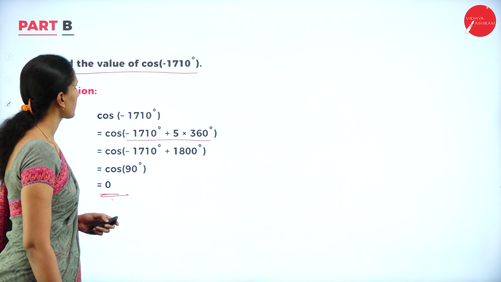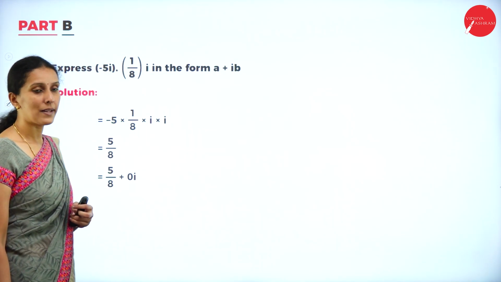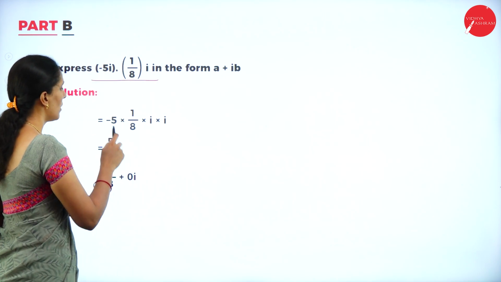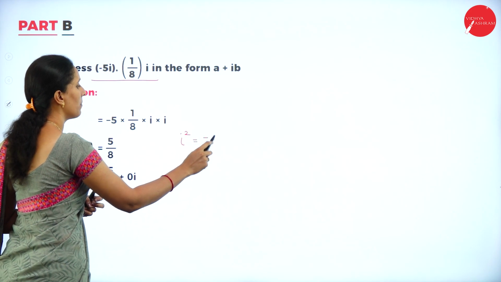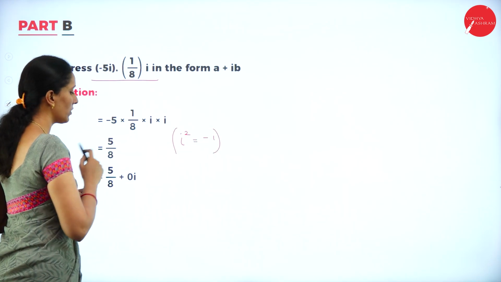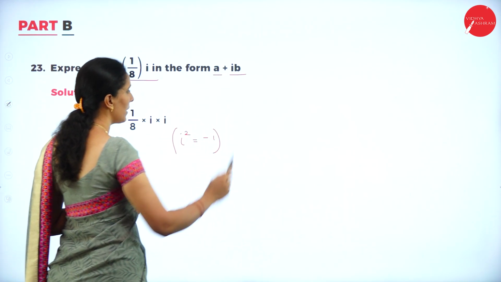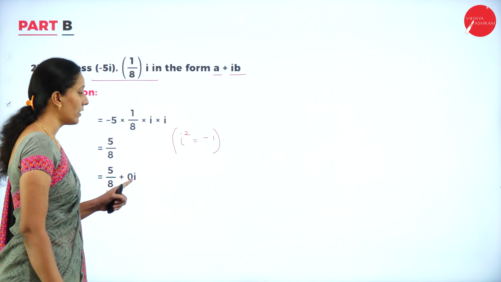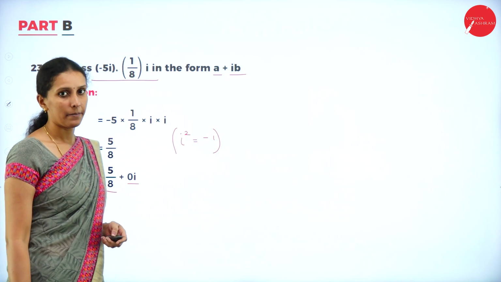Next one, express minus 5i times 1 by 8i in the form of a plus ib. Multiply these two: minus 5 into 1 by 8, i into i. I square is nothing but minus 1. So this becomes minus 5 by 8 into minus 1, which becomes 5 by 8. Since we have to express in the form of a plus ib, the real part is 5 by 8. We don't have any imaginary part, hence it is 0 into i.